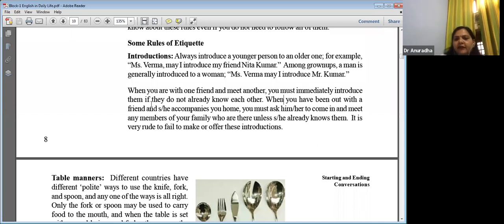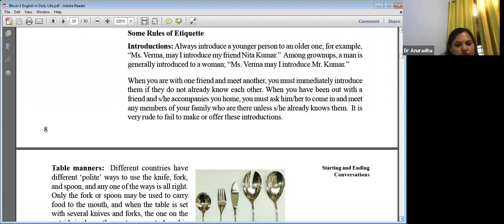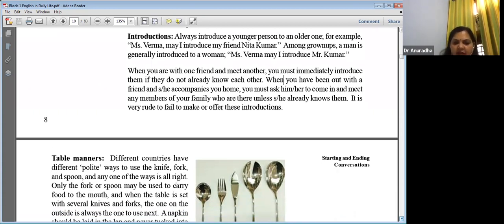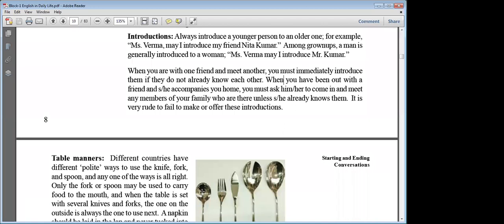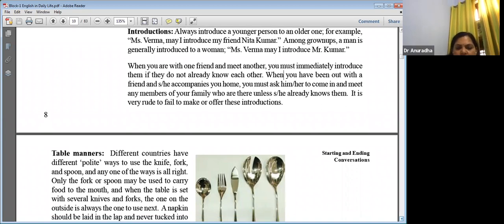Then we have done that there are some table manners. What are table manners? It means how we should eat at a table and what cutlery we should use. Though different countries have different polite ways to use the knife, fork and spoon, any one of the ways is all right. Only the fork or spoon may be used to carry food to the mouth. You can see here the teaspoon, tablespoon, fork, knife, and two more spoons. Always keep in mind to use only the fork or spoon to take food into your mouth. The rest of the things you can use to cut or take food onto your spoon.